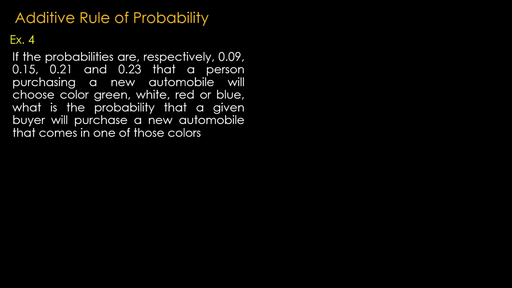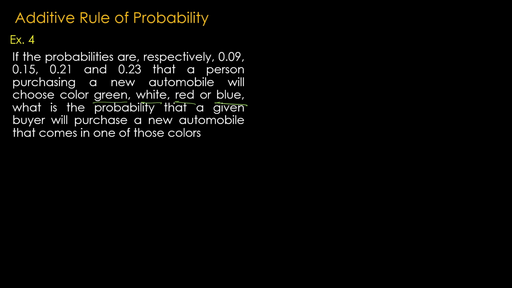Another example. If the probabilities are respectively 0.09, 0.15, 0.21, and 0.23, that a person purchasing a new automobile will choose color green, white, red, and blue. What is the probability that a given buyer will purchase a new automobile that comes in one of those colors? Since these colors are distinct, at least for this problem, meaning the green cannot be white, and also the green cannot be red, and so on and so forth.